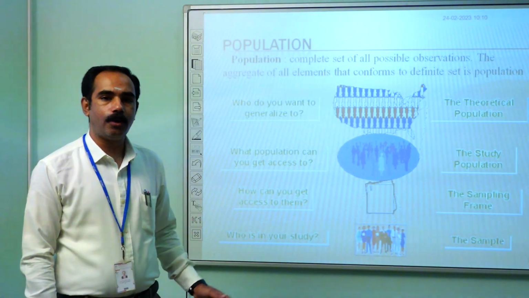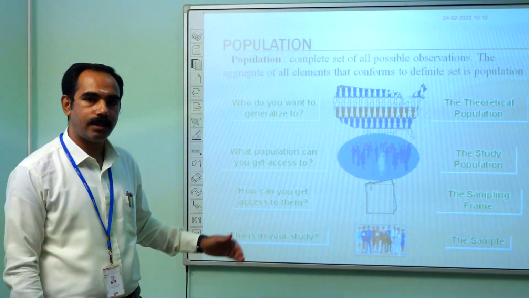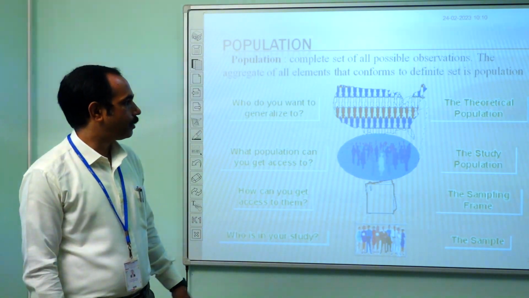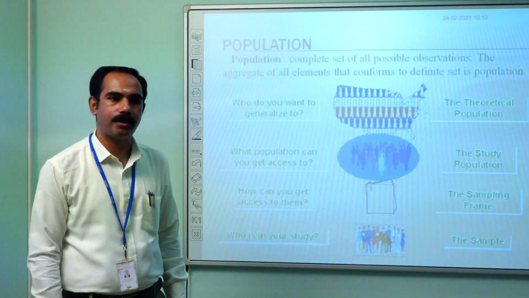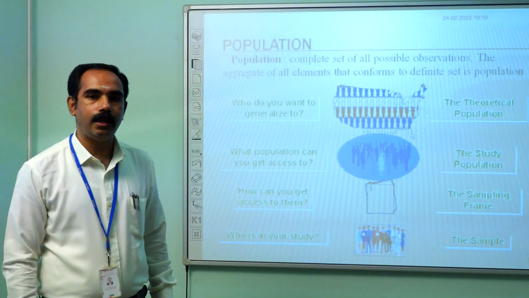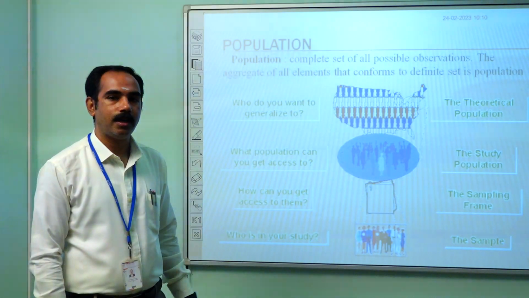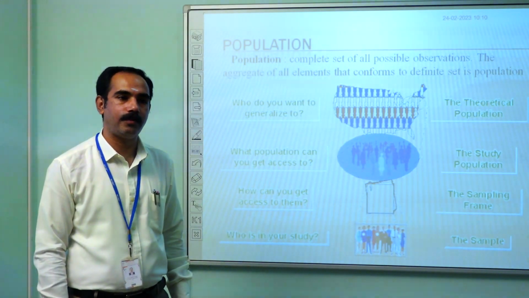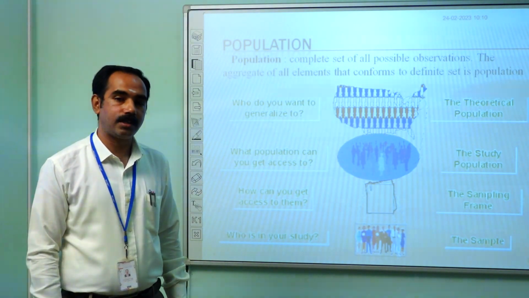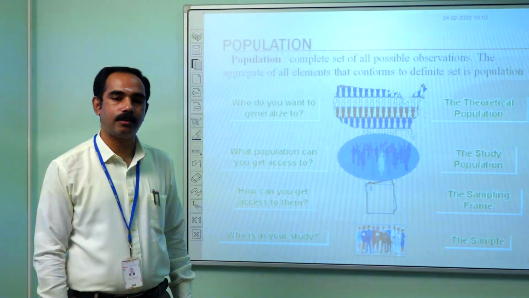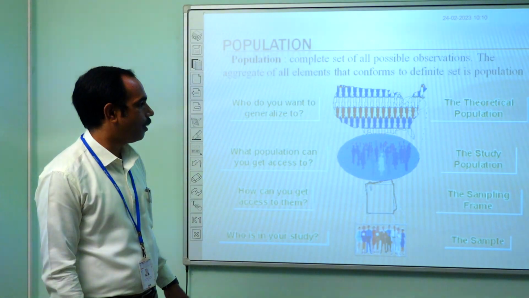When we go into the population, we can divide it into various types. One is the theoretical population. A theoretical population is something which we cannot practically consider in our research. Theoretically, for generalization purposes, we can have a theoretical population, but it is very difficult to have a complete set of data from it.